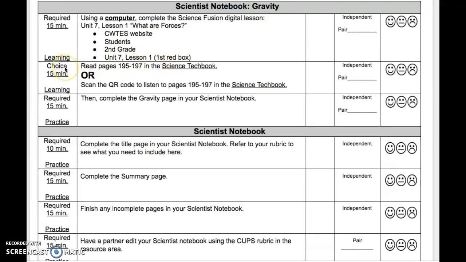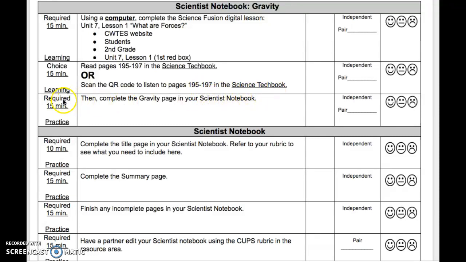The next activity is a choice. It is 15 minutes and it's learning. Read pages 195 to 197 in the science textbook, or scan the QR code and listen to pages 195 and 197 in the science textbook.